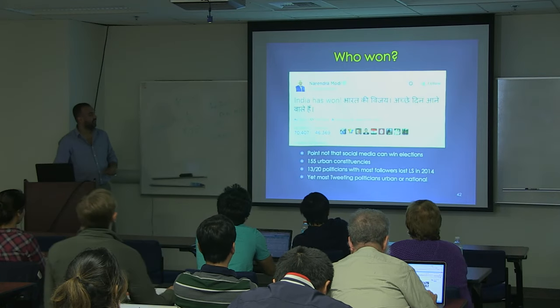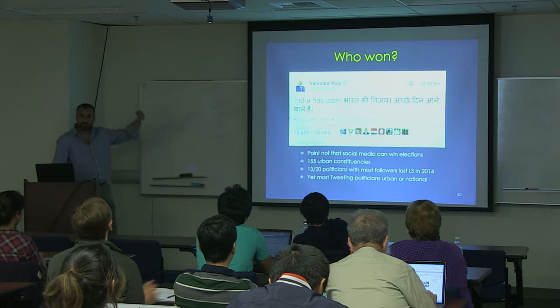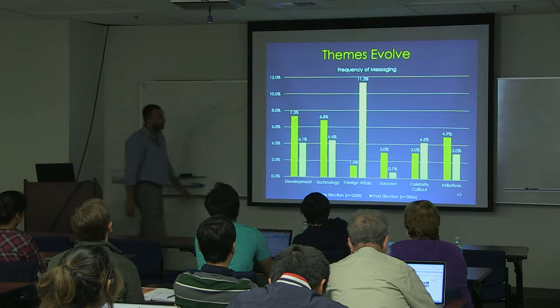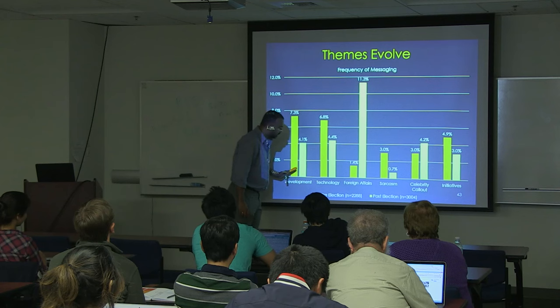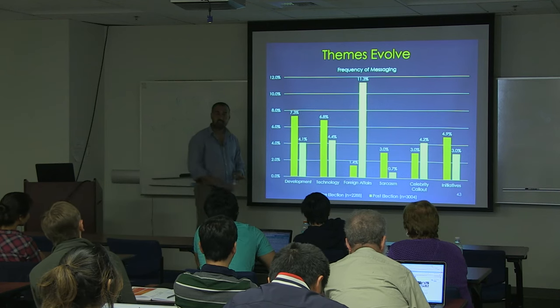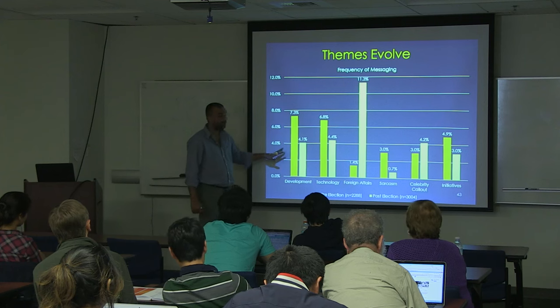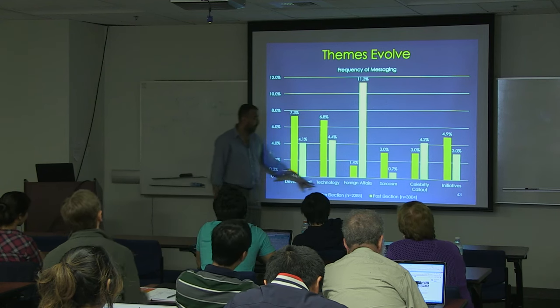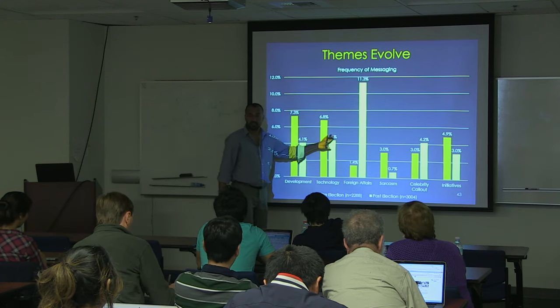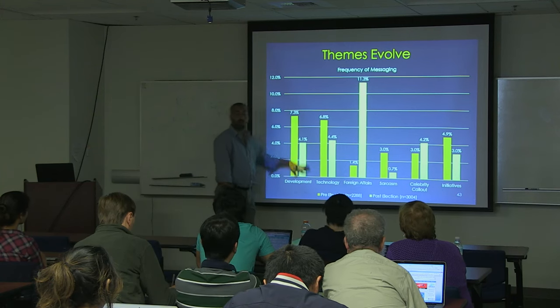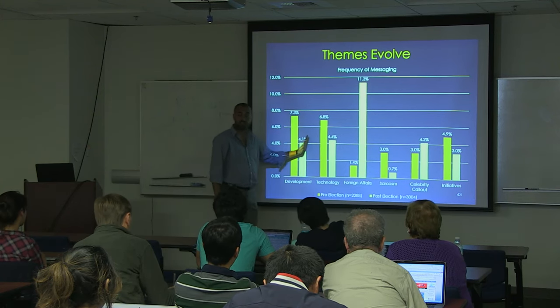When he won the election, he put out the tweet that India has won. He didn't say that I have won, down with my rivals. So we also see that the themes of what he talks about evolved. The two themes that we see most consistently, before he becomes prime minister and after, are technology and development. 4% is pretty significant, that 4% of all the tweets are about technology in some form or are about development, and this stays pretty consistent.